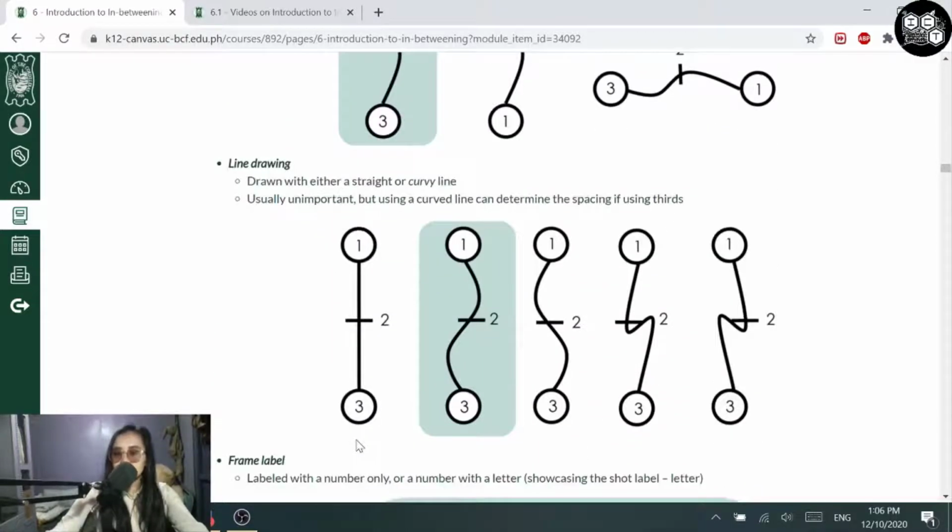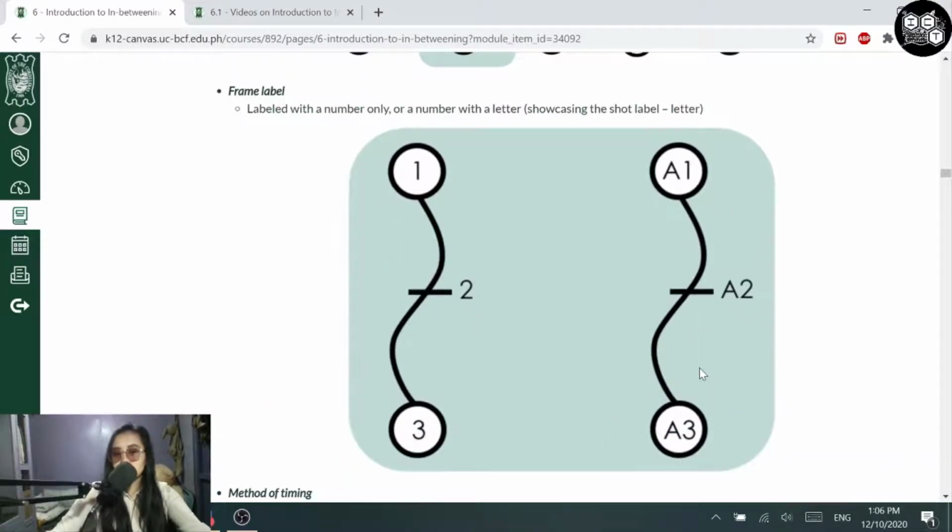For the line drawing, you can use a straight line, but for us, we'll mostly be using a curved line. You can use any type of curved line actually, but the one that I'll be using is more of this type of orientation. It's more of a reverse S rather than an actual S. However, it's possible for me to also use the others depending on which is more comfortable when drawing later on. Next one is the frame label.